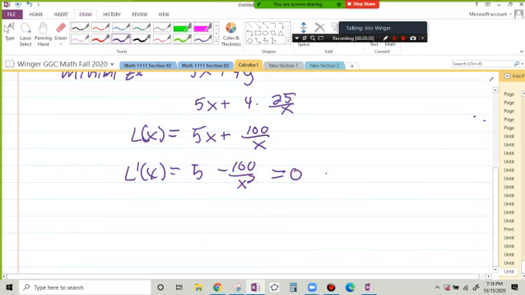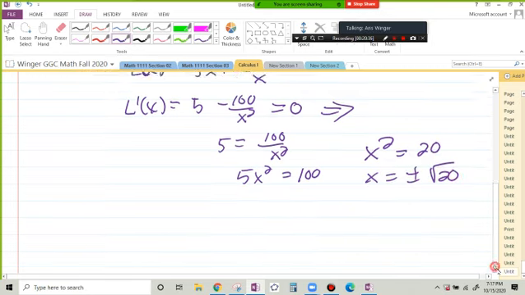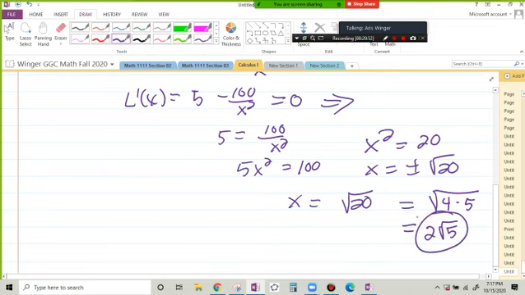That equals 0. That means that 5 is equal to 100 over x squared. 5x squared is equal to 100. X squared equals 20. X is equal to plus or minus the square root of 20. Again, because x represents the side of something, we're taking the plus, the square root of 20. You got to be careful about how MyMathLab rolls. 20 is 5 times 4, and so square root of 4 is 2. 2 square root of 5. They may prefer that.